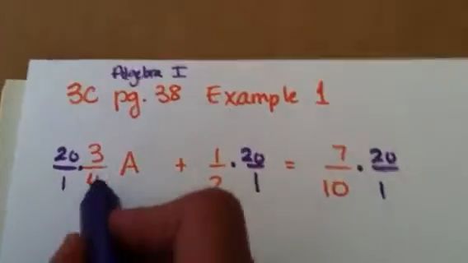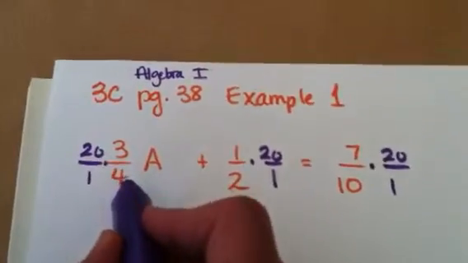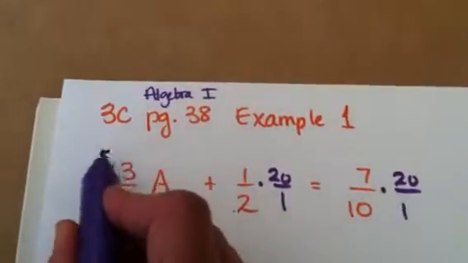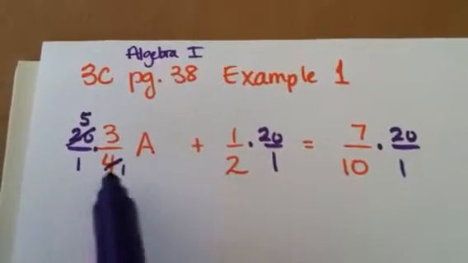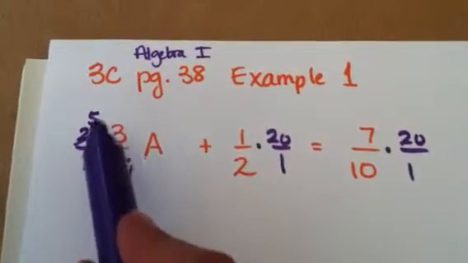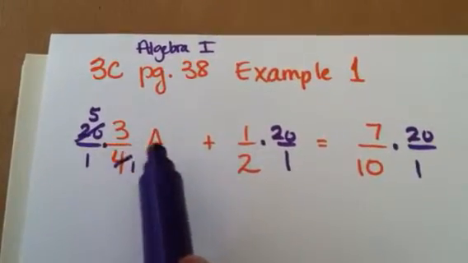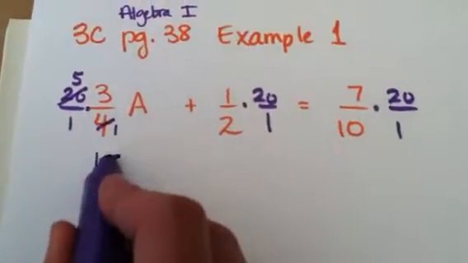Okay, notice here that this will simplify. 4 will go into 20 5 times. So all I have left in the denominator are 1s, so it's basically gone. So I just have 5 times 3, which is 15a. So I've got 15a.